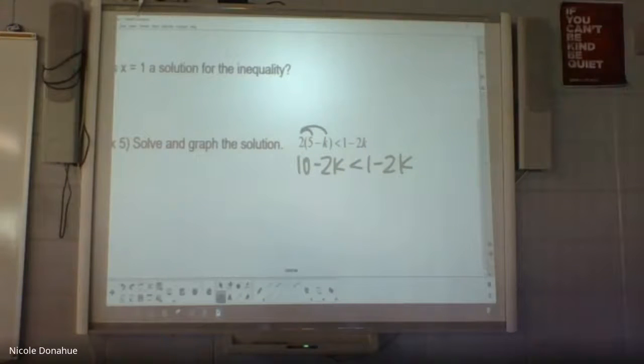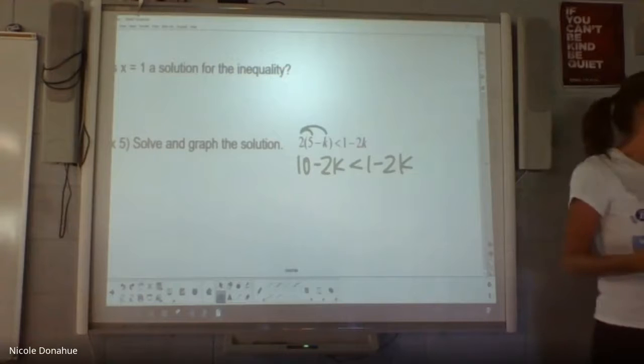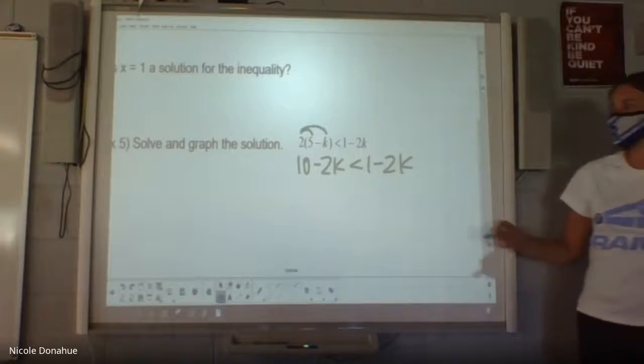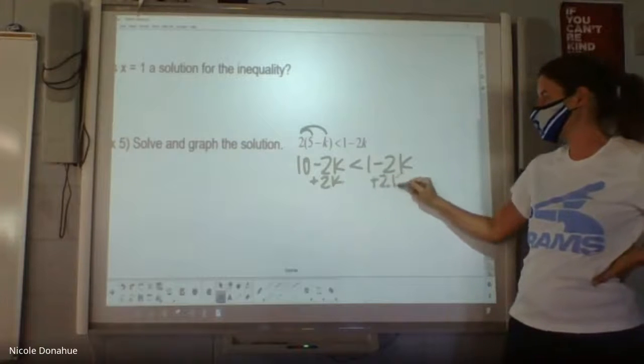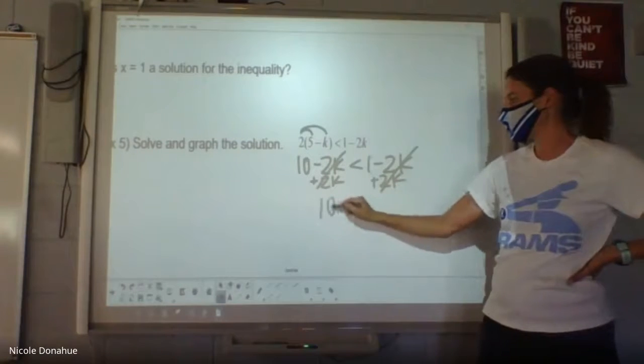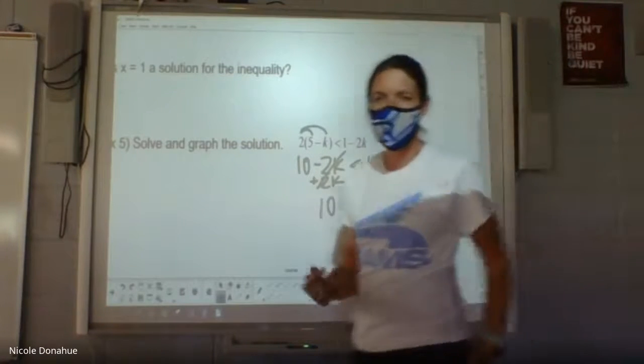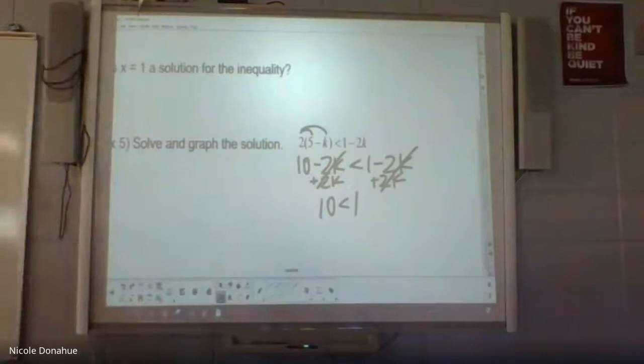No solution. So how do you know it's no solution? Because they both have the negative 2. Okay, so the negative 2k's are going to cancel on each side because they're the same. So they would cancel out. And so we end up with 10 is less than 1.